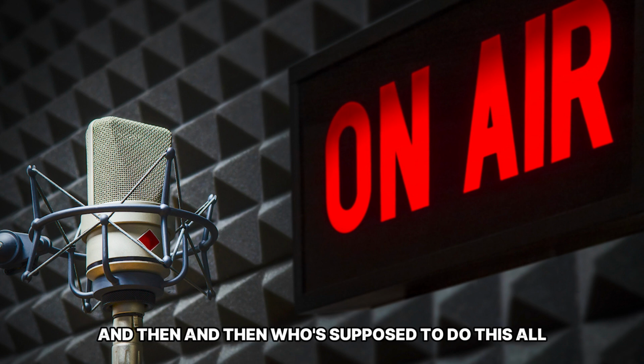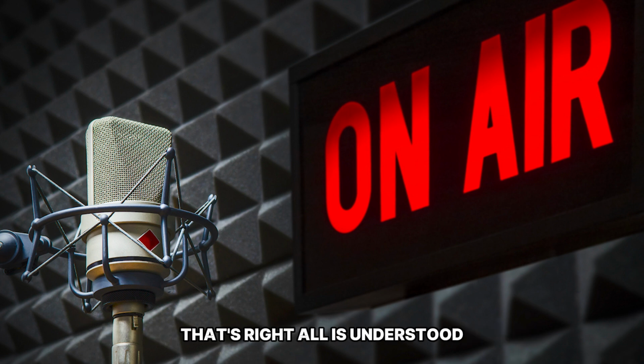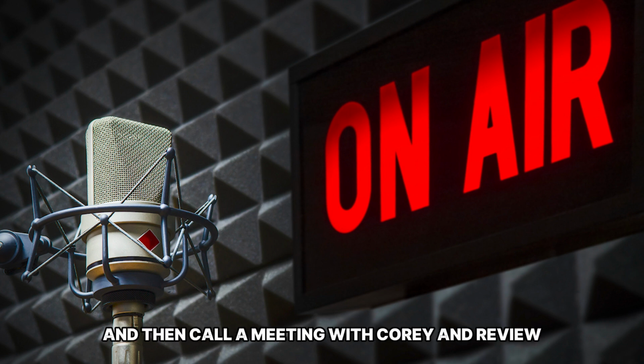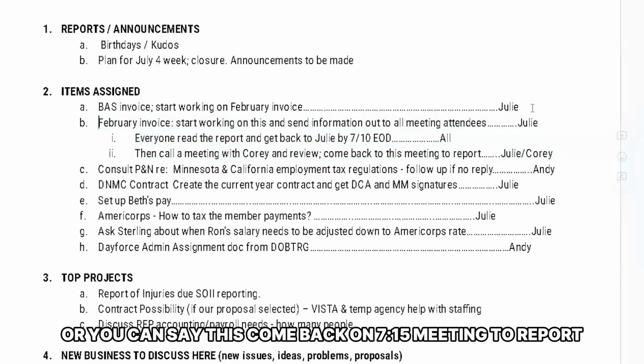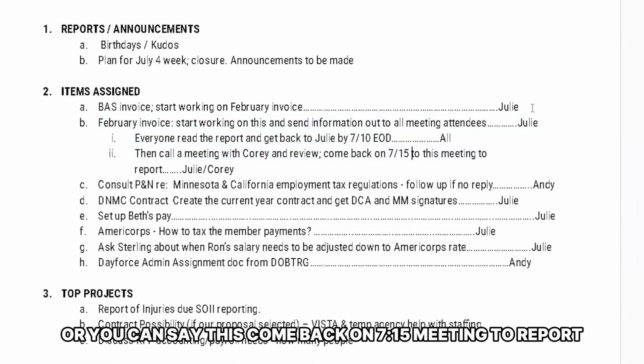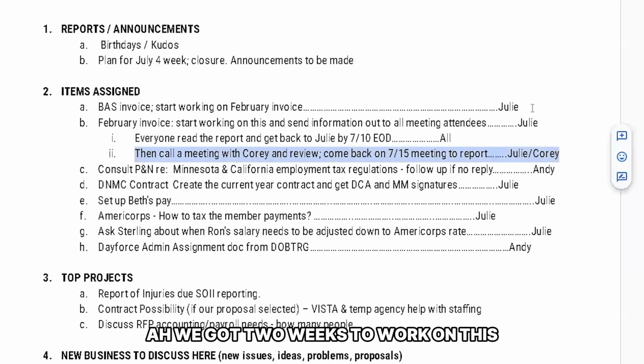And then who's supposed to do this? All. That's right. All is understood, everyone at this meeting. And then call a meeting with Corey and review, come back to this meeting to report. So if next meeting, Julie and Corey aren't ready, something fell apart right here. Or you can say this, come back on 7:15 meeting to report. We got 2 weeks to work on this.